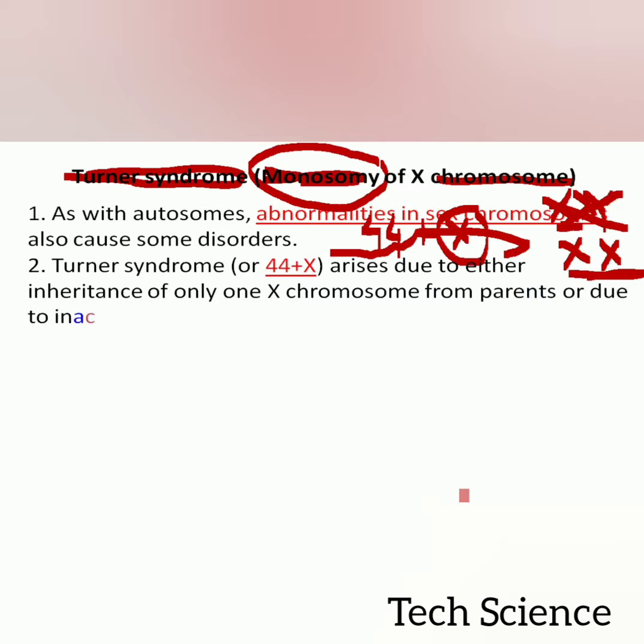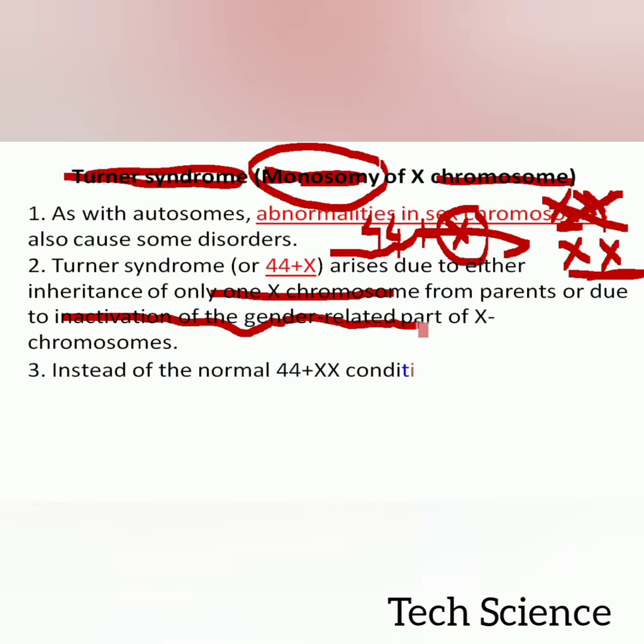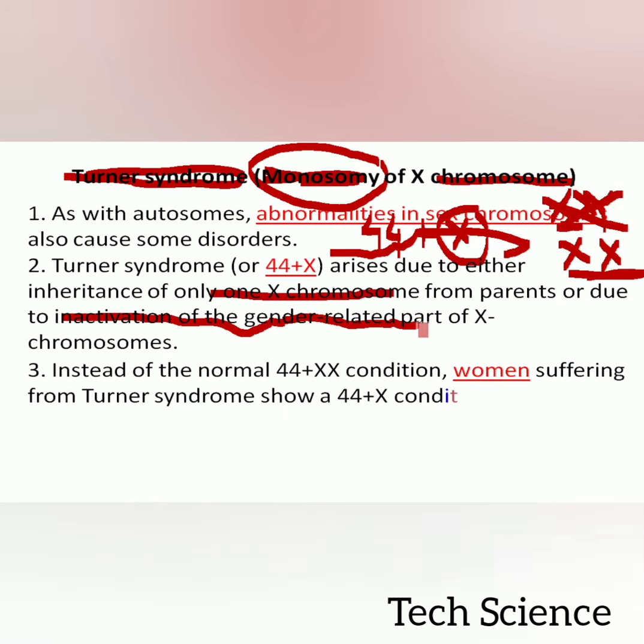So what is that? Turner syndrome, also called 44 plus X, which arises due to either inheritance of only one X chromosome from the parent, or due to inactivation of the gender related part of the X chromosome. If you don't have the normal 44 plus XX, then we have only 44 plus X. In that case, there is a possibility there.